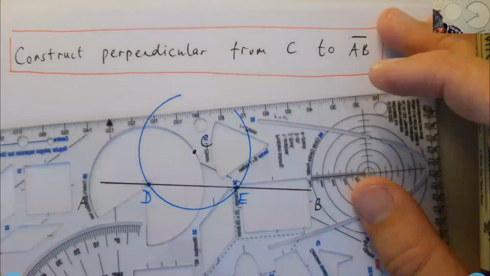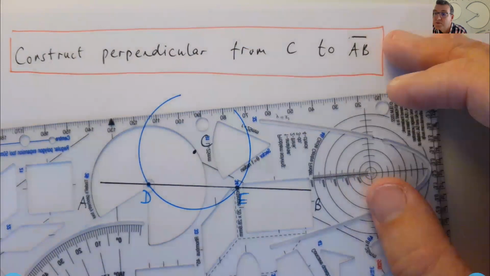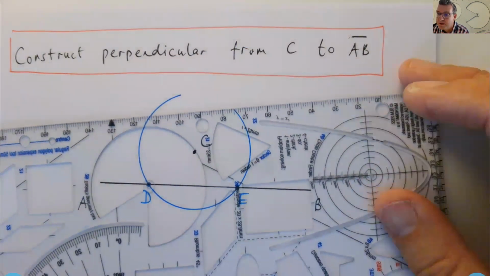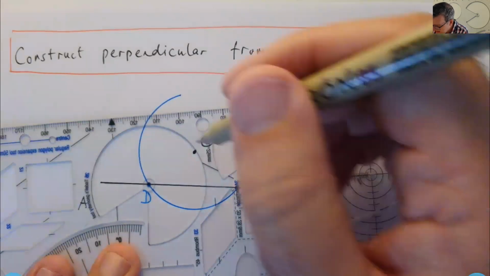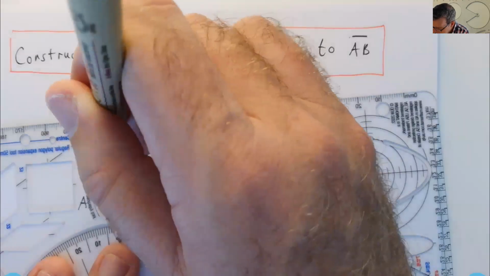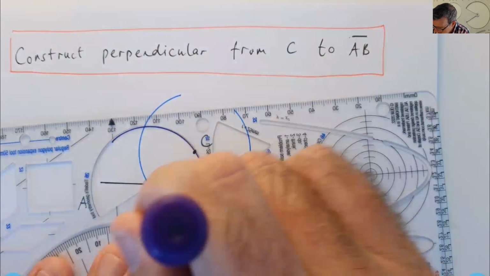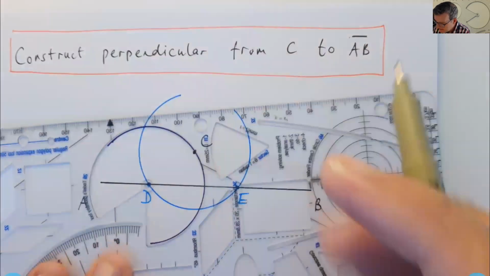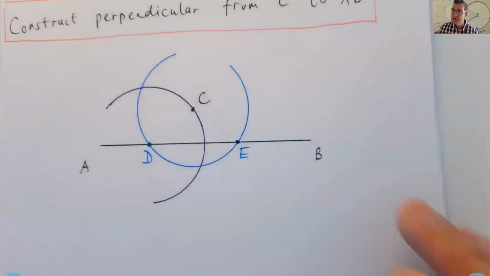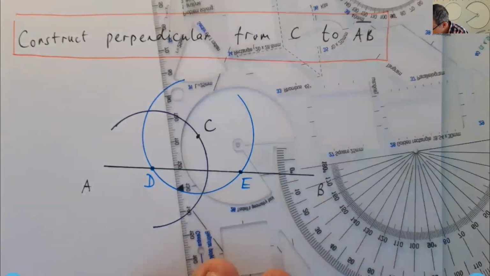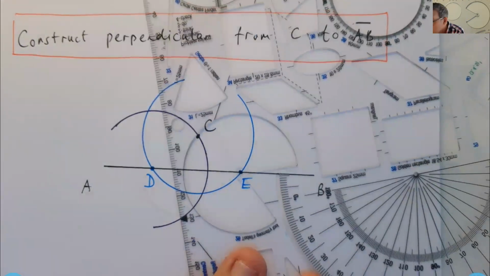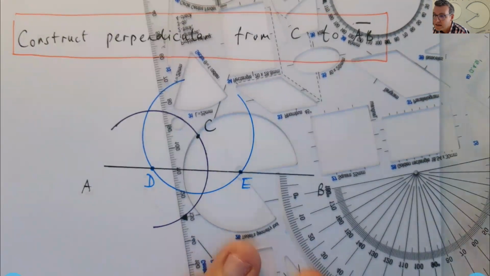Let me put the circle arc template with center D, and I'm going to draw an arc. You can see that it contains the point C. Whoops, let me fix that up. And then I'm going to repeat that process over here with the point E.